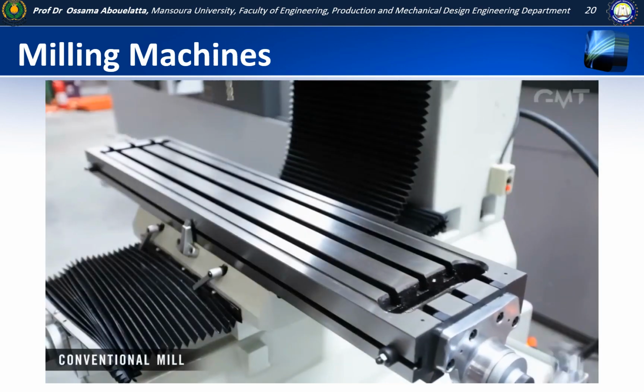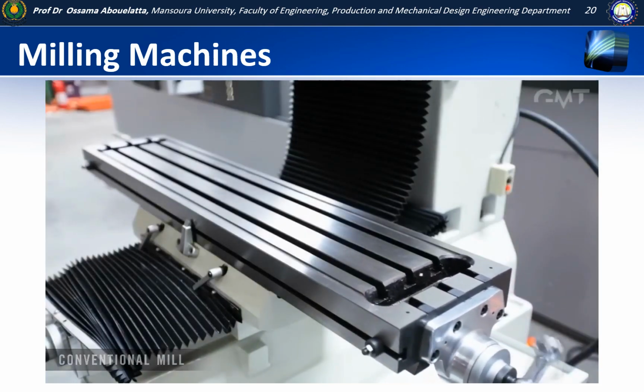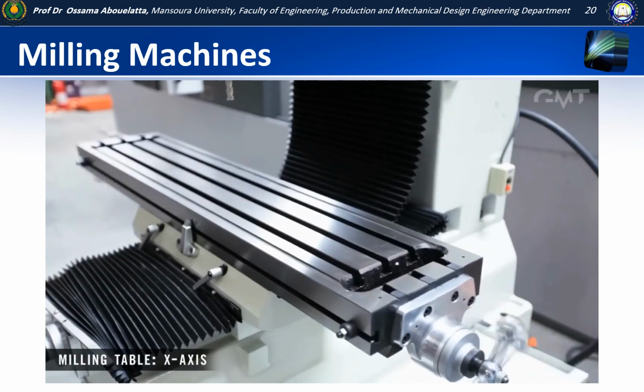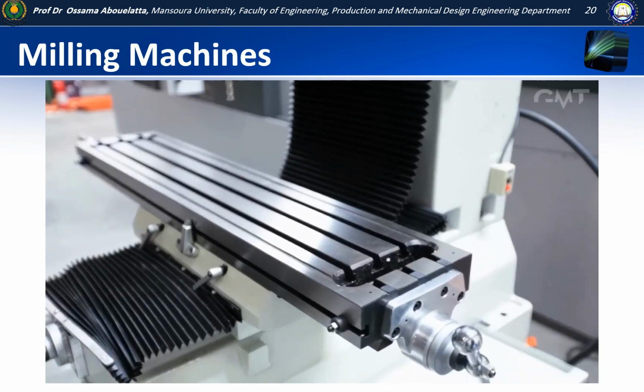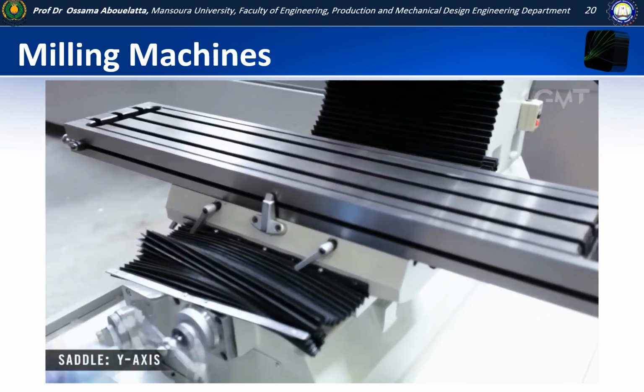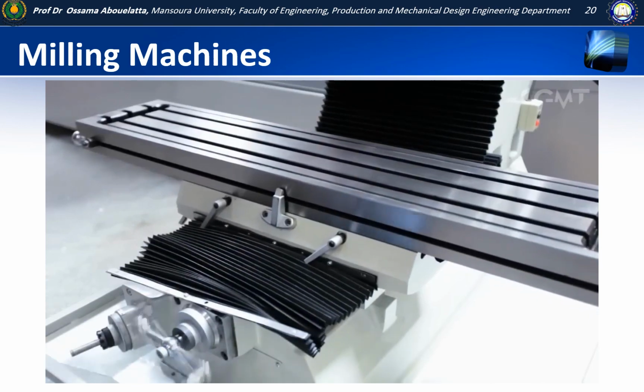On a manually operated conventional milling machine, the milling table can be moved side to side along the X-axis using one of two hand wheels. The table sits on a structure called the saddle, and together can be moved transversely along the Y-axis.